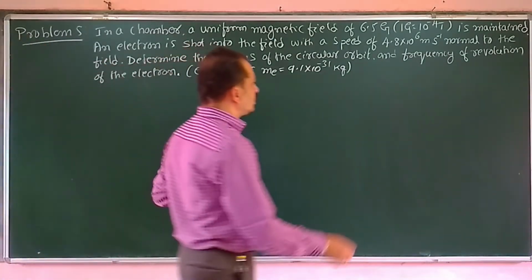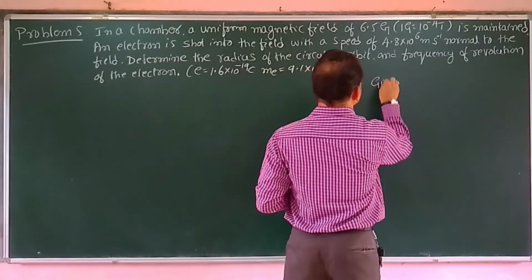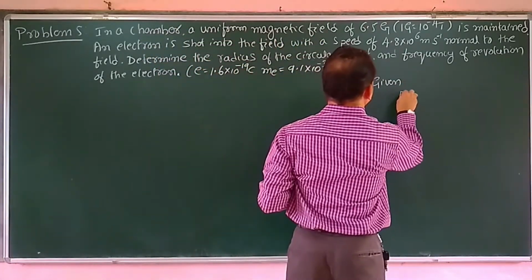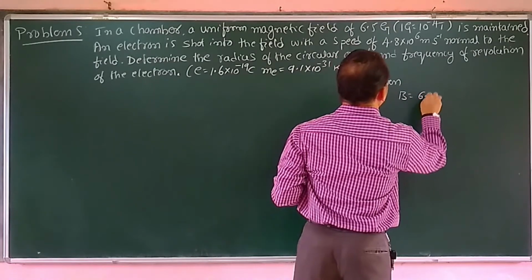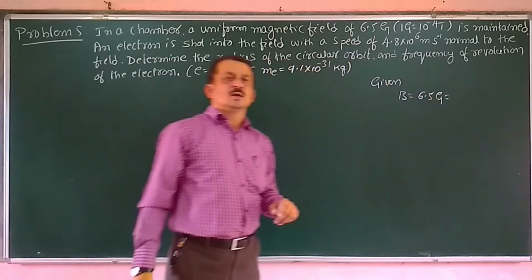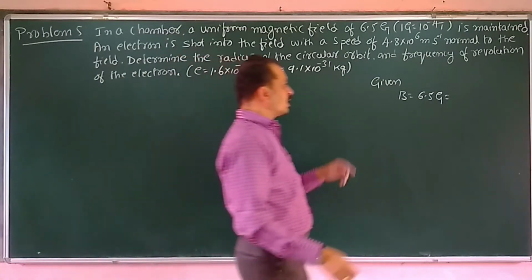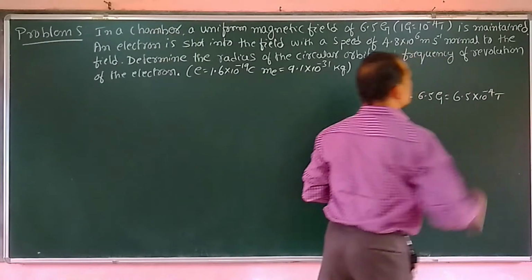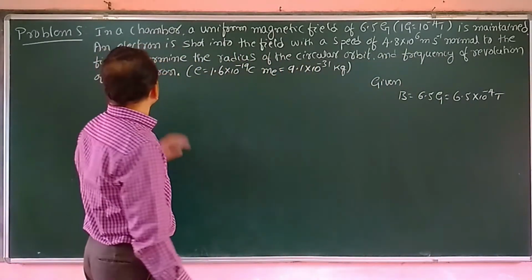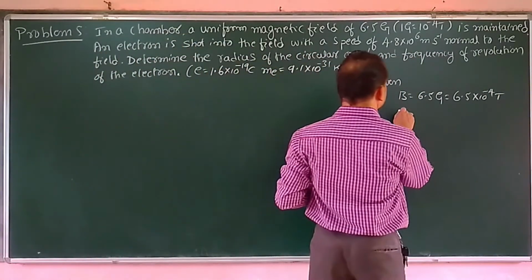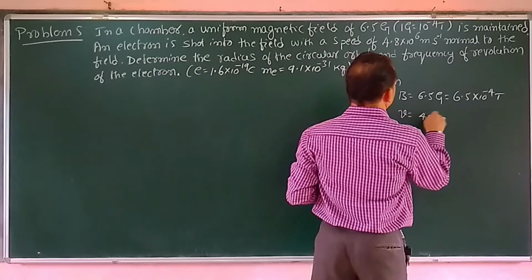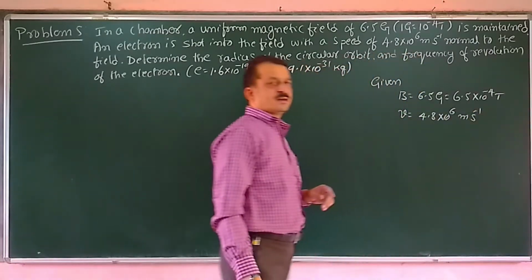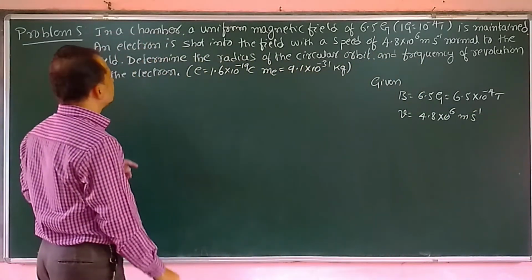Okay, so we will list out what are the given things. Given first a magnetic field of 6.5 Gauss, but it is not in SI unit. We have to write it in SI unit. That is 6.5 into 10 raised to minus 4 Tesla. Now speed of the electron is given. It is 4.8 into 10 raised to 6 meter per second.